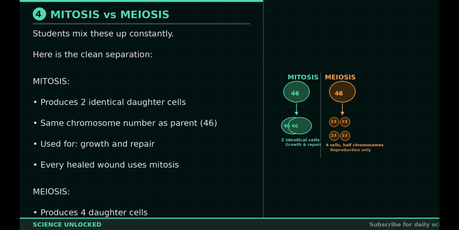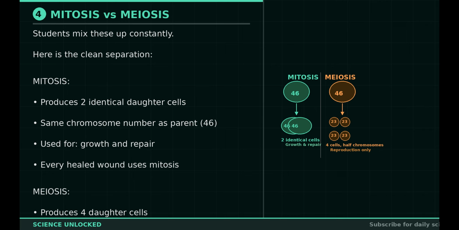Number 4. Mitosis versus meiosis. Students mix these up constantly. Here is the clean separation. Mitosis produces 2 identical daughter cells. Same number of chromosomes as the parent. Used for growth and repair. Every time your skin heals after a cut, that is mitosis.